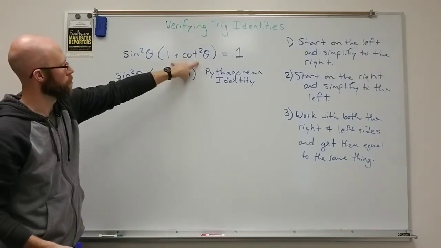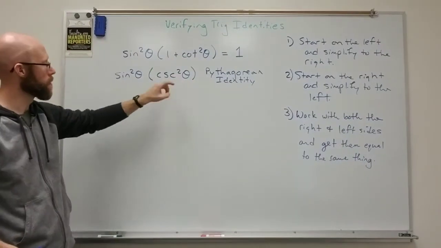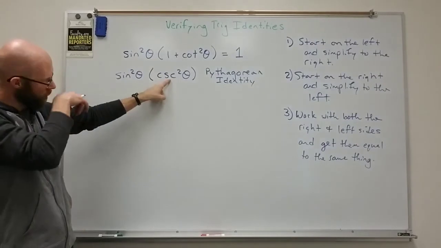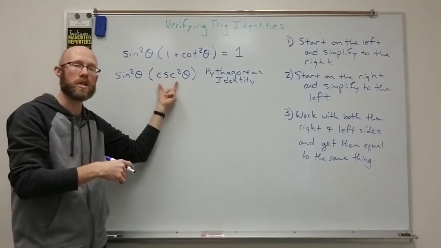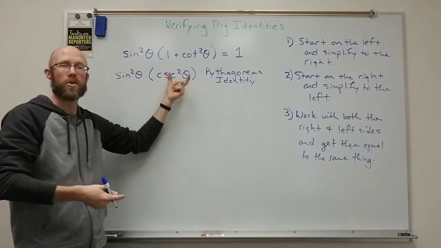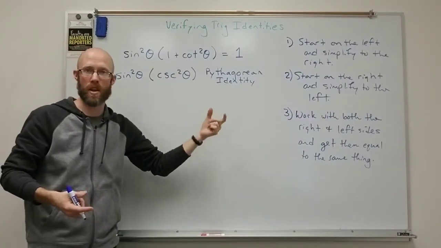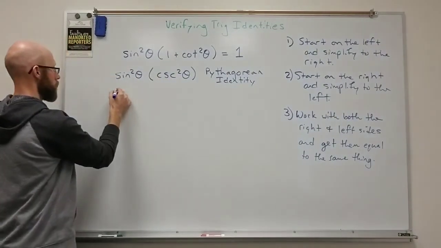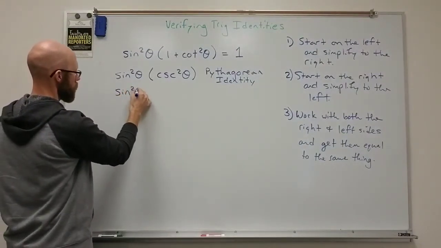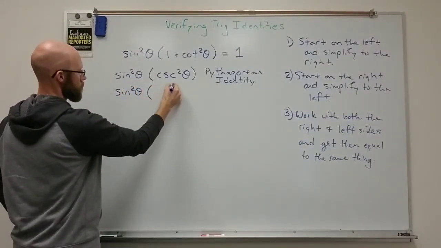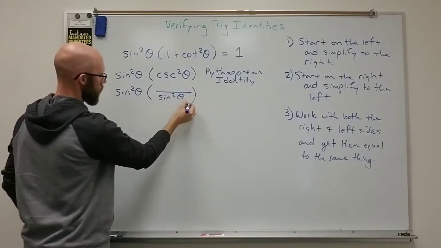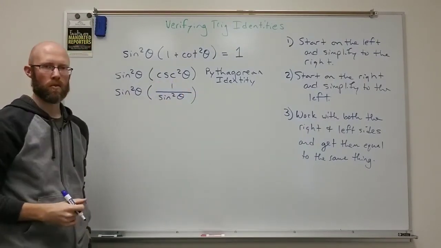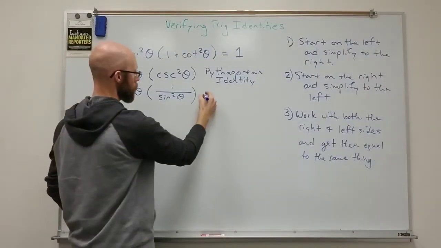So I said 1 plus cotangent squared is cosecant squared. That's simplified a little bit, but I know that the cosecant is 1 over the sine. So I can get things in terms of the sine now a little bit easier. So I know sine squared theta, this would be times 1 over sine squared theta, right? Cosecant squared is 1 over the sine squared. So that's using a reciprocal identity.